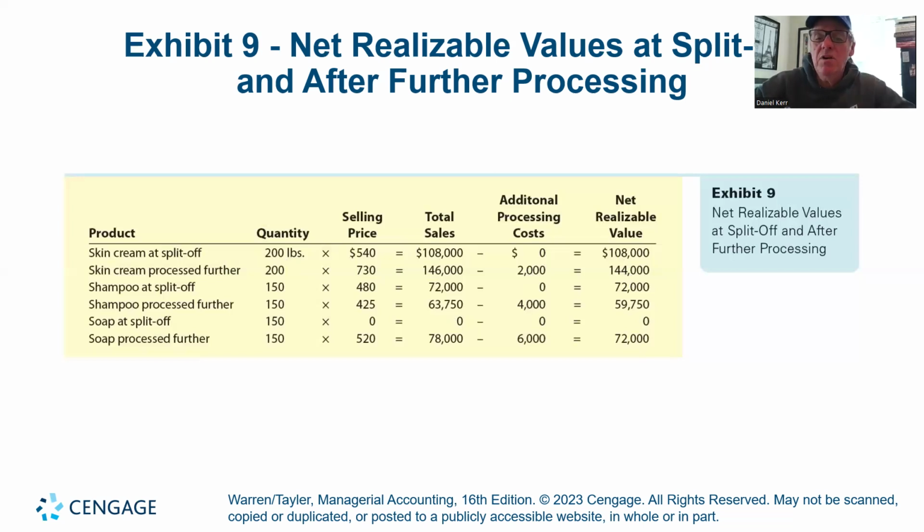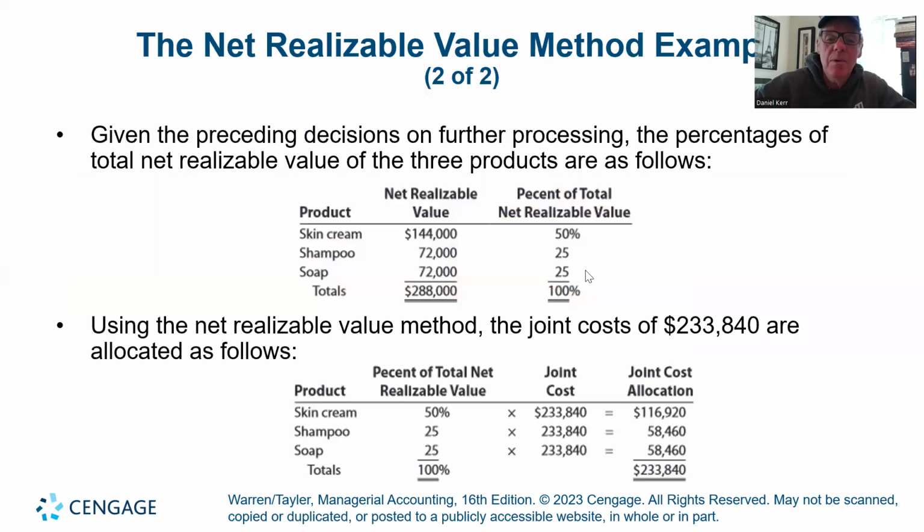When deciding between selling at split off or processing further, we take the larger of the two. So we see skin cream's net realizable value is higher if we process it further. Shampoo is higher if we sell it at split off. And with soap, we really don't have an option to sell it at split off. We've got to process it further. So those are the numbers that you use, and you come up with this table.